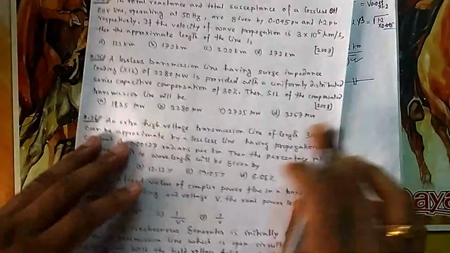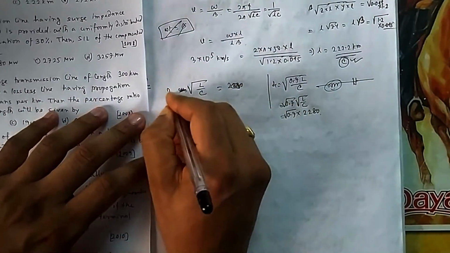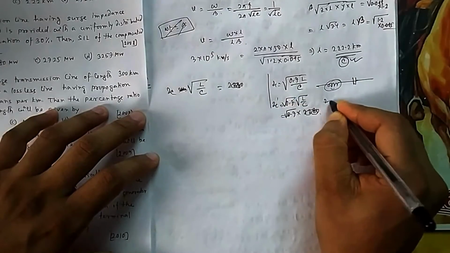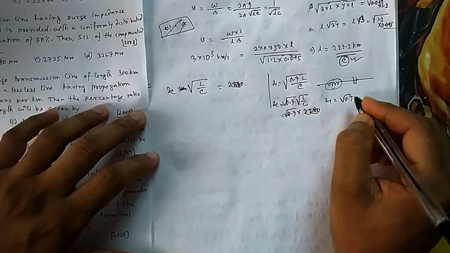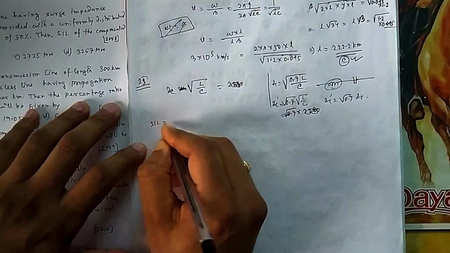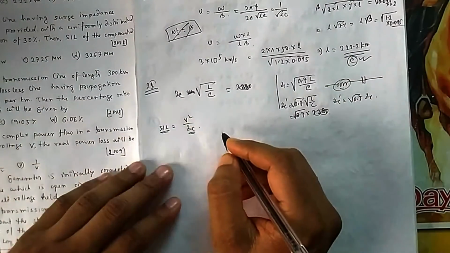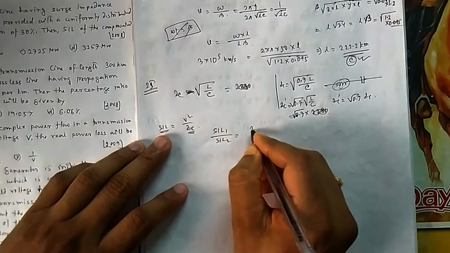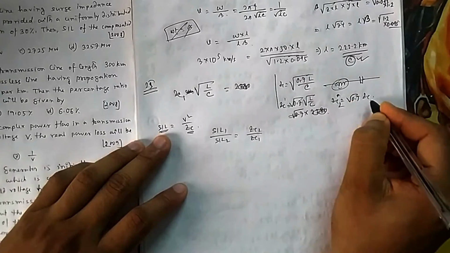This one they have given actually SIL, that is in megawatt, not ZC. They have not given. This is the formula for ZC. And this will be my new ZC. ZC dash will be equal to root 0.7 into whatever that original ZC. Now what is your SIL? SIL is nothing but V square by ZC. So you know SIL and ZC are inversely proportional to each other. So SIL1 divided by SIL2 will be equal to ZC2 divided by ZC1. This is your ZC1, this is your ZC2.